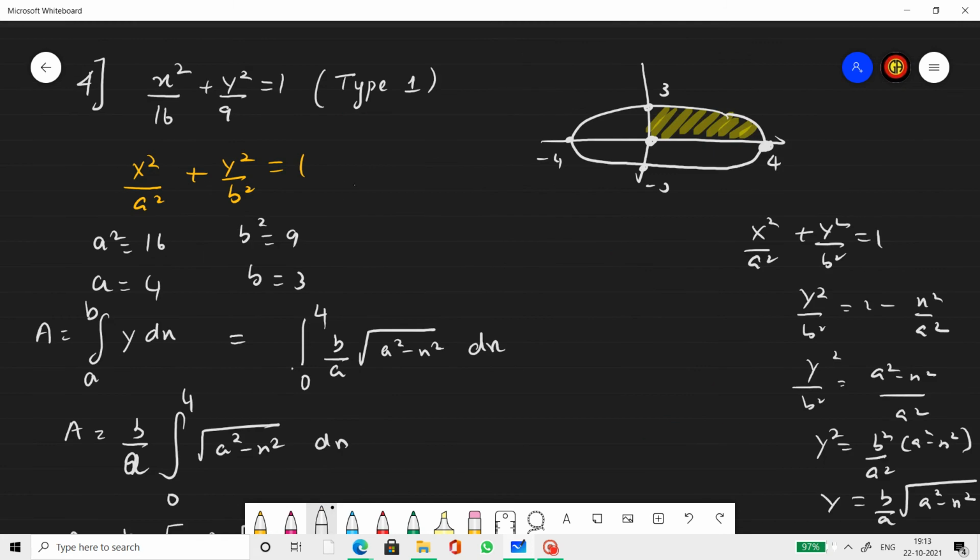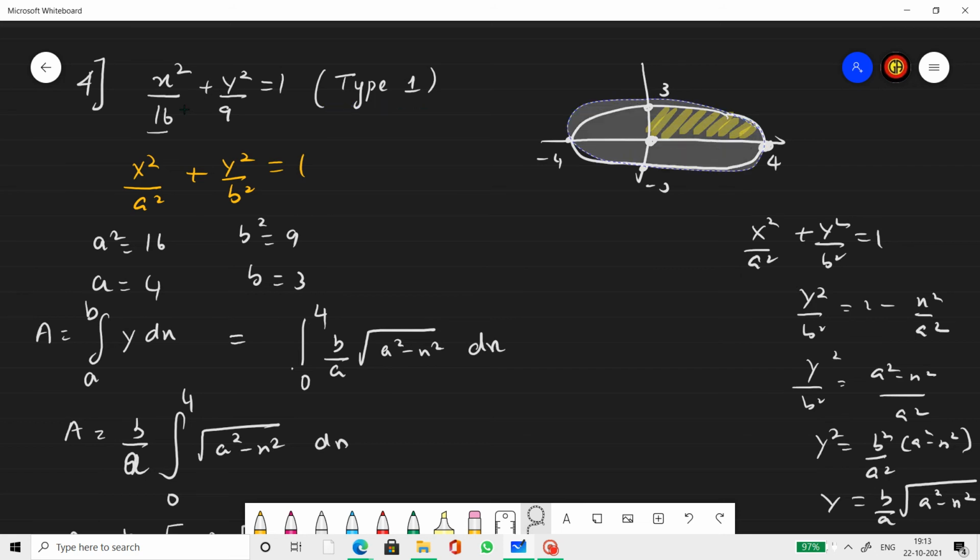Question number 4. Find the area enclosed by the ellipse with x-axis. Equation of the ellipse is given as x square by 16 plus y square by 9 equals 1. So this is a type 1 ellipse because 16 is greater than 9. I told you, in order to identify the type of ellipse, check for the greatest value. If the greatest value out of the denominators lies under the x, then it is type 1, and if it lies under the y, it is the second type. So this is the horizontal ellipse where the major axis is the x-axis, so type 1.